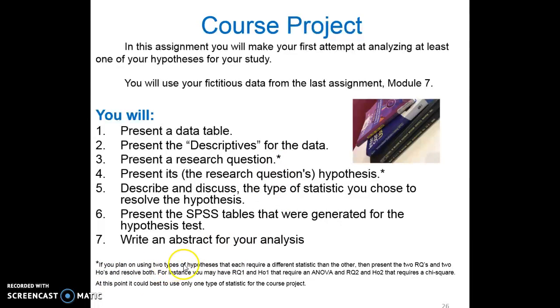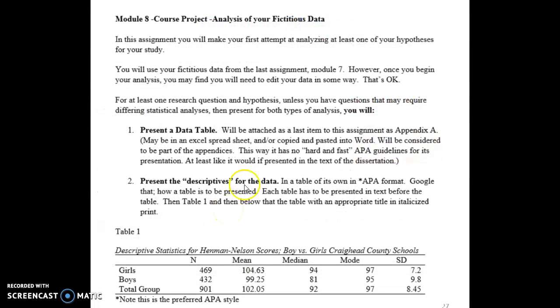If you plan on using 2 types of hypotheses, let's say you're going to do a t-test and a chi-square, then instead of presenting one situation, you're going to have to present both in your data and your results table. So at this point, it could be best to use only one type of statistics, is what that says there. Let's go on and look at this.